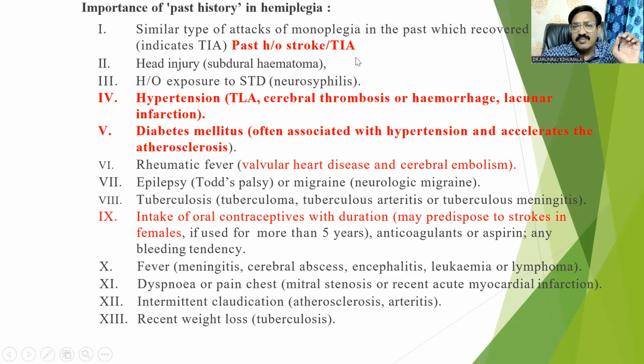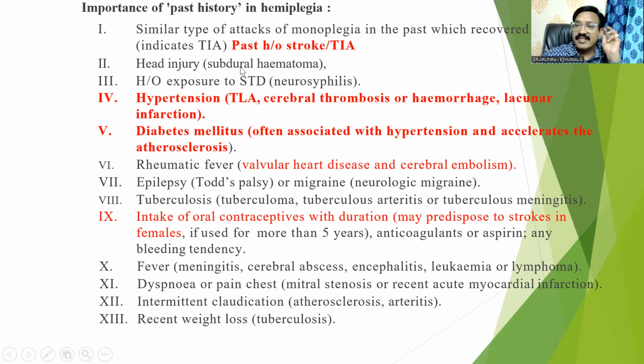You have to ask about past history of TIA or stroke. When you probe in the history, they'll tell you, I had a similar vertigo, I had a similar ataxia, I had a weakness, and it recovered within 1 hour, 2 hours. All these episodes, they are telling me it's TIA. So TIA is indicative, probably it may be atherosclerosis and maybe a thrombus. So past history of stroke or TIA, you have to ask.